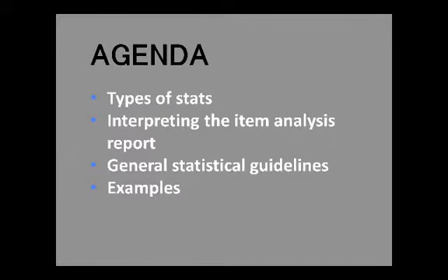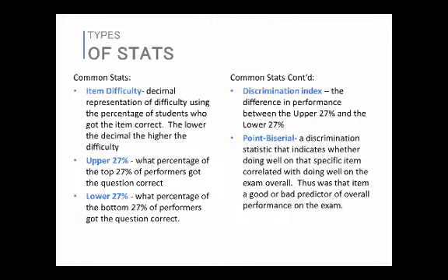So like I said, we'll go through some types of stats. We'll take a look at the actual item analysis report, what that looks like and how to read it, and then we'll go over some general statistical guidelines and examples. There's a few different main stats that I'm going to focus on today. There's other stats out there, but again, I feel like these are the simplest ones and the ones that are a good starting point.